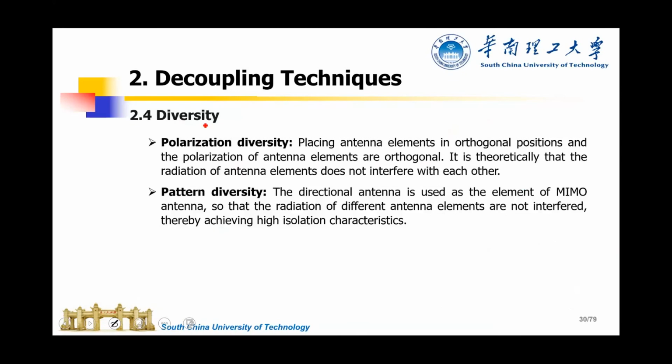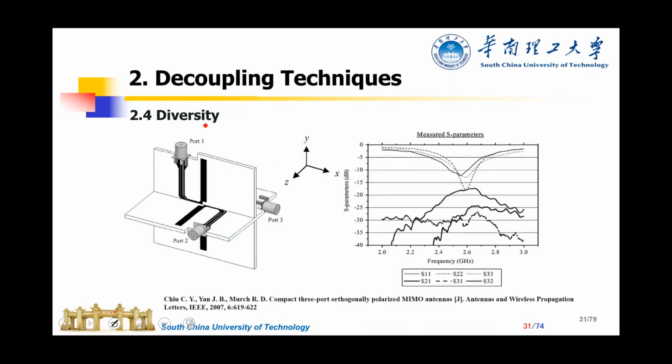This is another antenna. The fourth method is called diversity. In the diversity method there are also two kinds: polarization diversity and pattern diversity. You can see this is polarization diversity. This is three antennas. This is the first, this is the second, and the other face has one there. So these are three antennas, vertical to each other, with different polarizations, so they have good isolation.